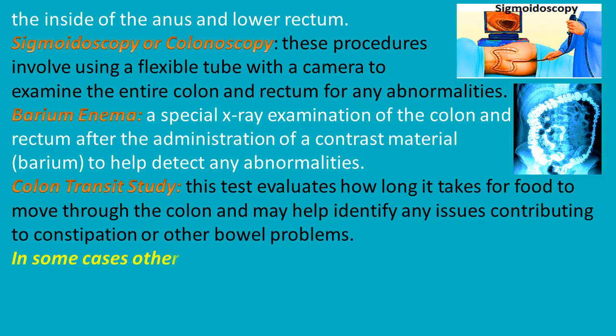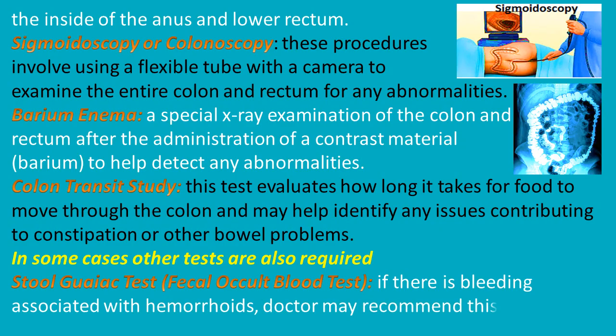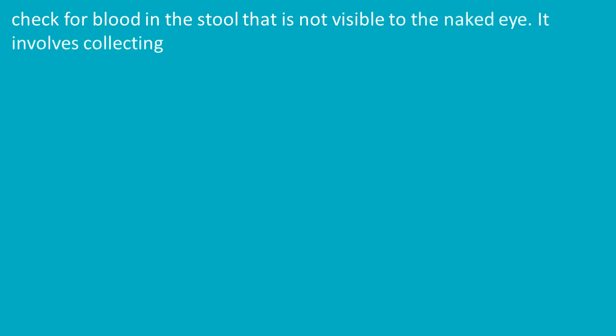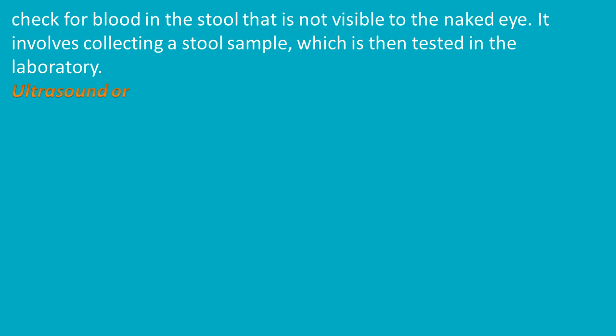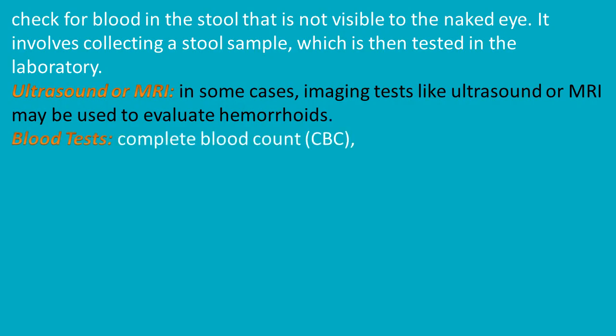In some cases, other tests are also required. Stool guaiac test, or fecal occult blood test: if there is bleeding associated with hemorrhoids, the doctor may recommend this test too. It checks for blood in the stool that is not visible to the naked eye. It involves collecting a stool sample, which is then tested in the laboratory. Ultrasound or MRI: in some cases, imaging tests like ultrasound or MRI may be used to evaluate hemorrhoids. Blood tests: complete blood count, CBC, HB, LFT, etc.